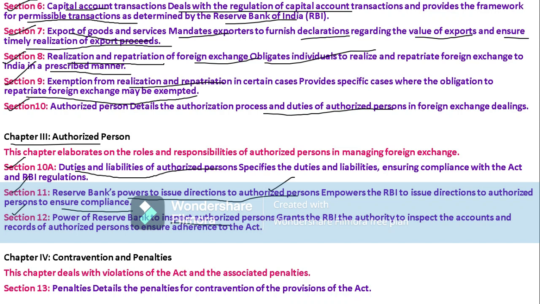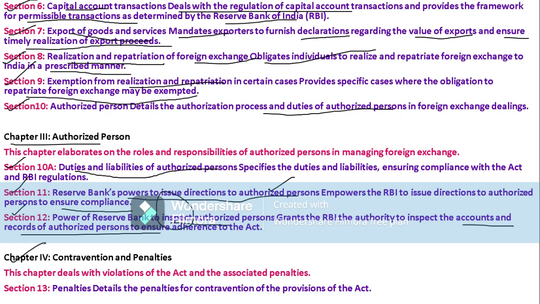So each and everything has to be maintained by the authorized person, and those books, those records will be inspected by the Reserve Bank, okay, under section 12. So section 12 gives powers to Reserve Bank to inspect authorized persons, okay. So authority to inspect the accounts and records of authorized persons.